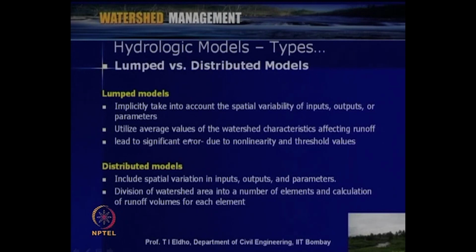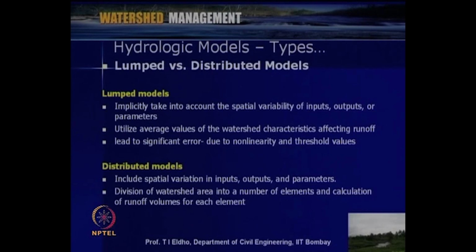So, then we utilize the average values of the watershed characteristics affecting the runoff. This may lead to significant error due to non-linearity and threshold values. As we have seen earlier, as far as a watershed is concerned, various parameters change from one location to another. So, for either the total watershed or for particular zones, we lump various parameters by taking an average value and then we run the model. That is called a lumped model.